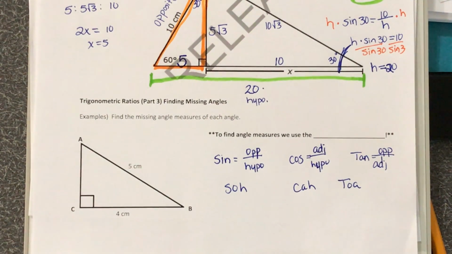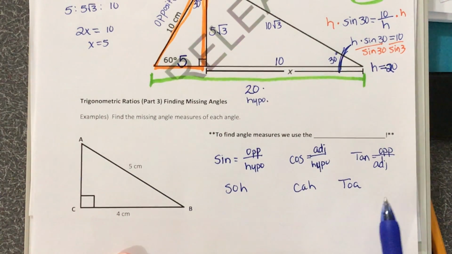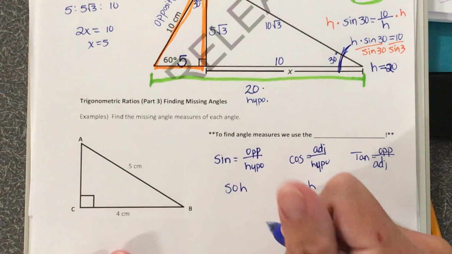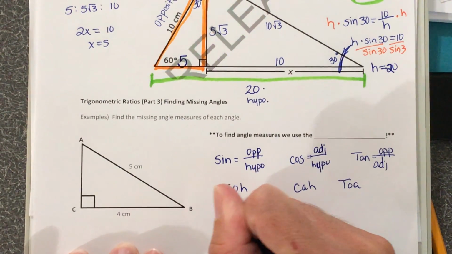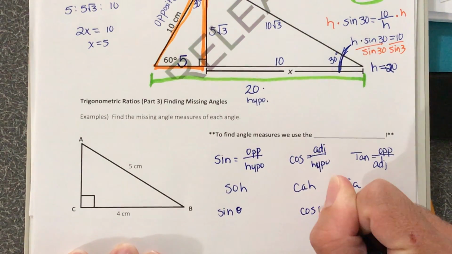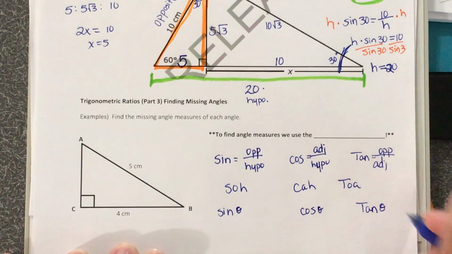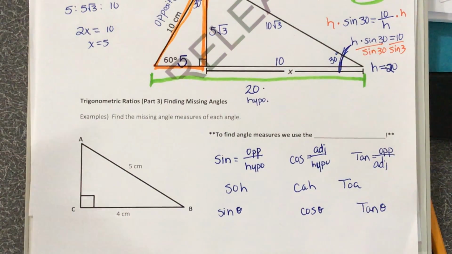Because we're not finding sides here, because we need to figure out the angle, remember it's always sine A, cosine A, tangent B. It's always that trig followed by the angle measure. So it's always going to be sine theta or cosine theta or tangent theta. In this situation, we're trying to figure out what is theta, what is the angle measure.